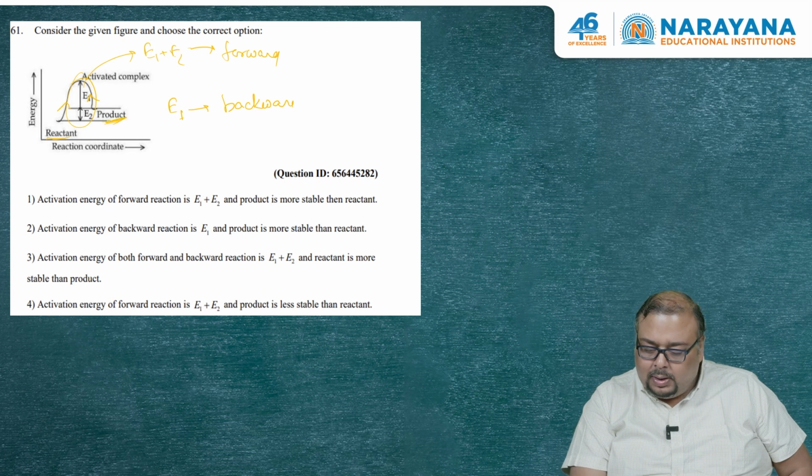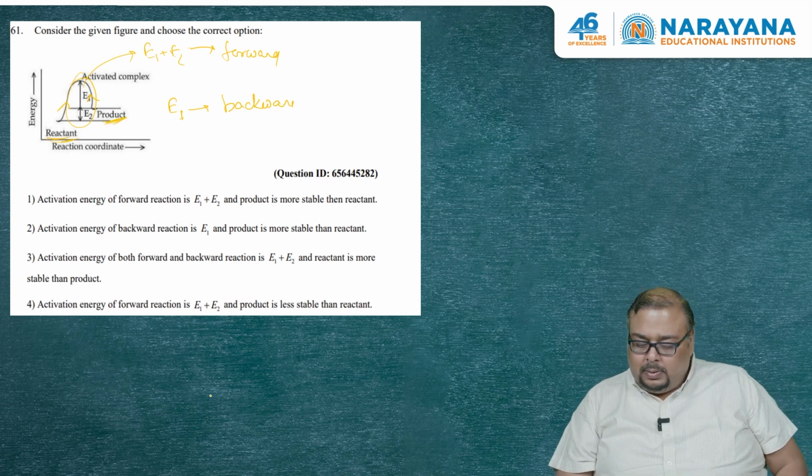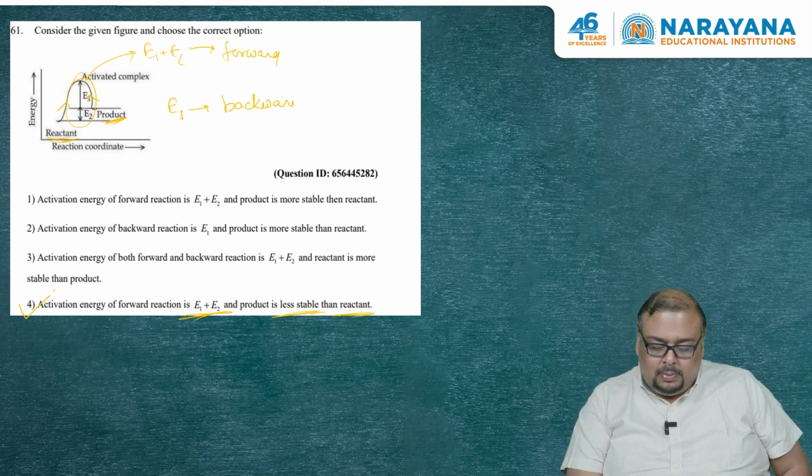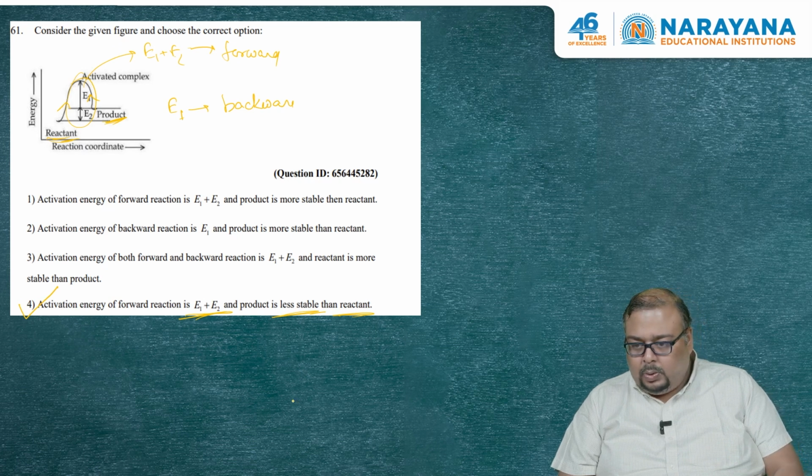Now since product is having higher energy than reactant, product will be less stable than reactant. So the activation energy of the forward reaction is E1 plus E2 and the product is less stable than the reactant. So the correct answer should be option 4. Next is question number 62.